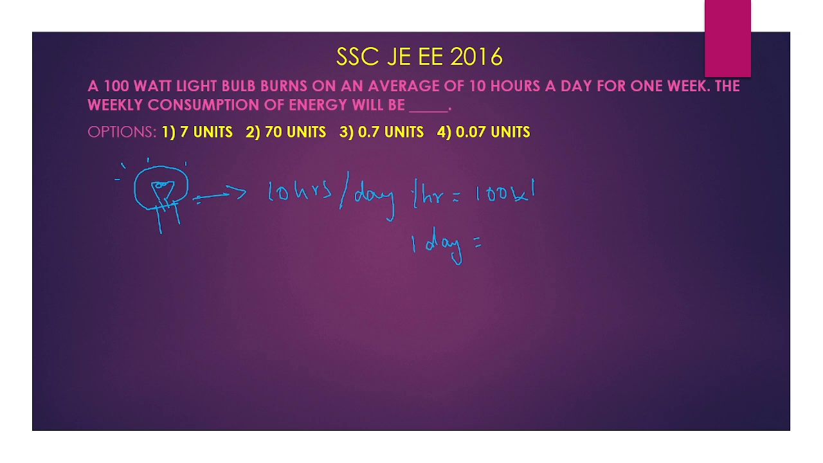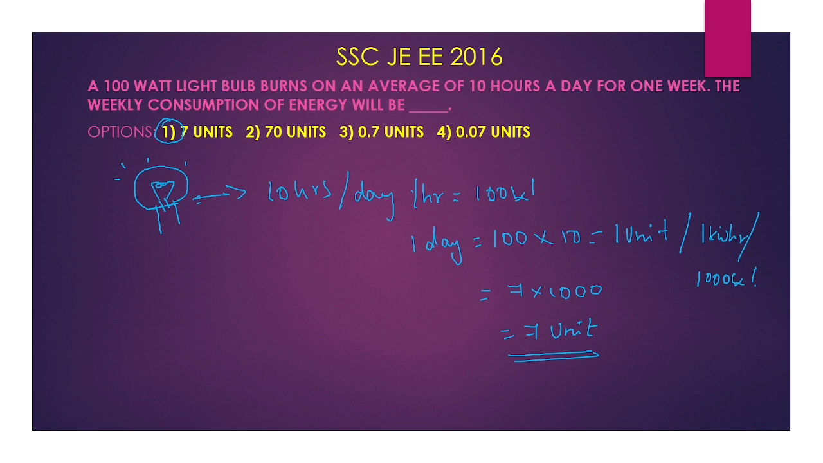So for 1 day, it will glow for 10 hours. So for 1 day, it will consume 100 into 10. That is 1 unit. It is nothing but 1 kilowatt hour or 1000 watts. Okay, for 1 day it will consume 1000 watts. So for the weekly consumption, the energy will be dash. For a week we have 7 days, so we just need to multiply directly. So 7 into 1000, the answer is 7 units. Okay, this is the answer. So the option is the first one, 7 units.